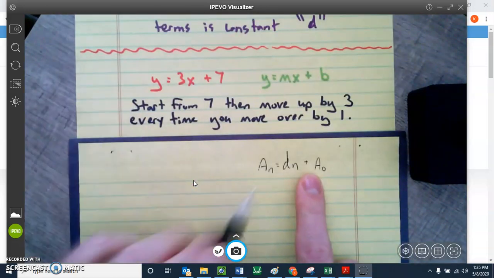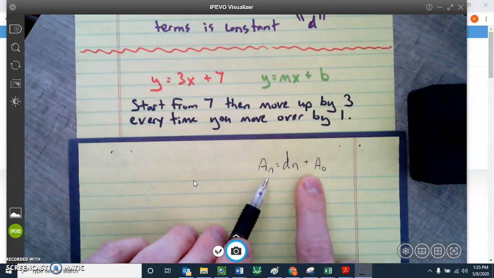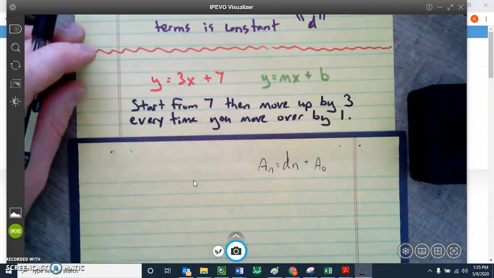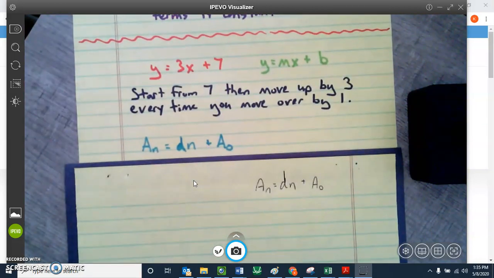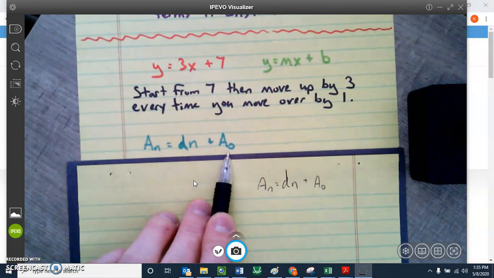And then in years past, sometimes I've just given this one because I think it's convenient and it's not too big of a stretch. But the problem is our book, and I know some teachers teach it, don't even give them this formula. So we want to move over. I don't want to do the 0th term of a sequence. I want the first term of the sequence.